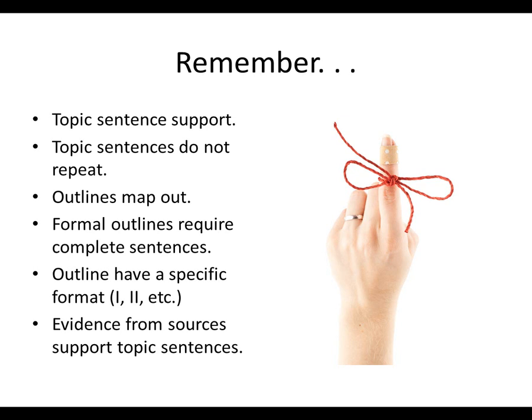Gather evidence from the sources such as details and examples to support the topic sentences. Use a formal outline, which must have complete sentences, to help plan what you will say and when you will say it in your paper. Formal outlines have a specific format, including Roman numbers to designate topic sentences and capital letters to designate supporting evidence.